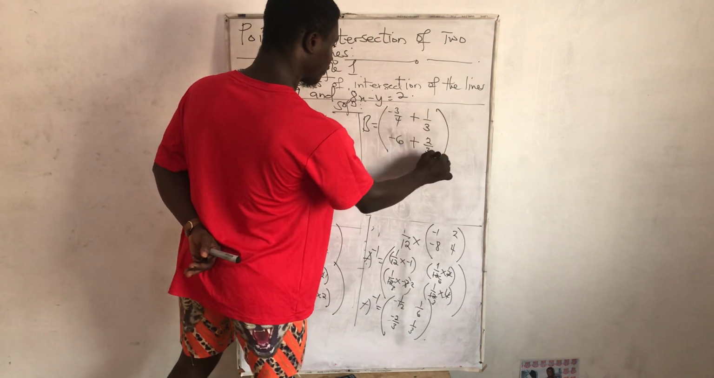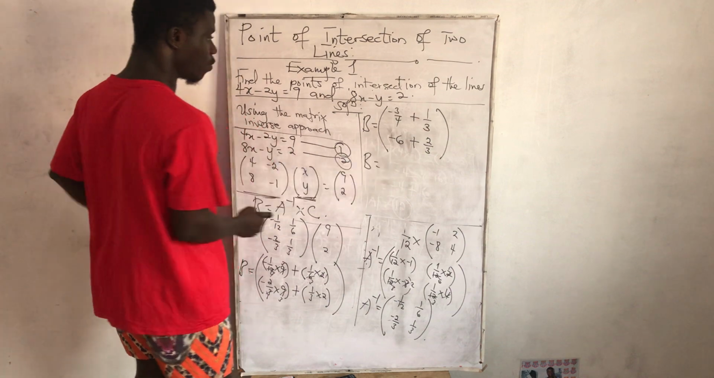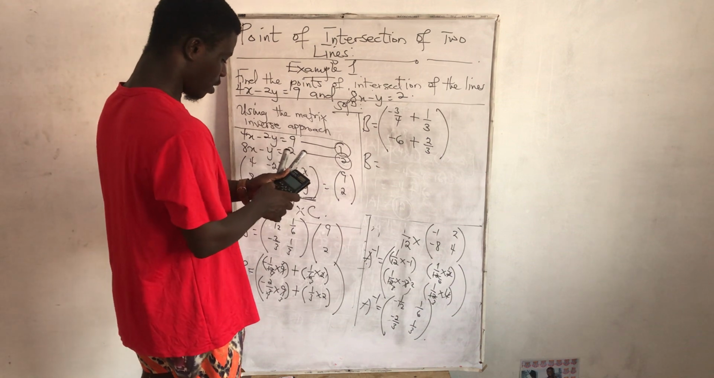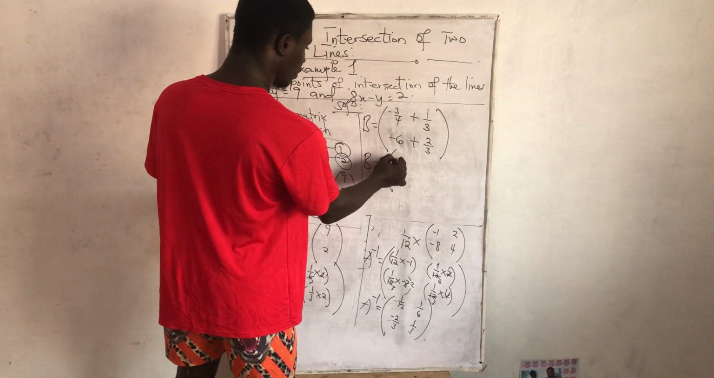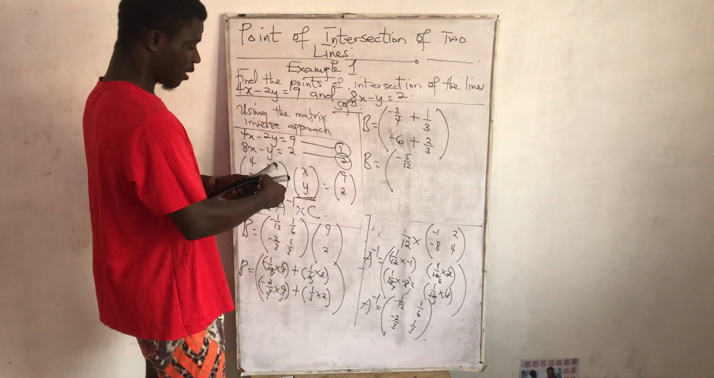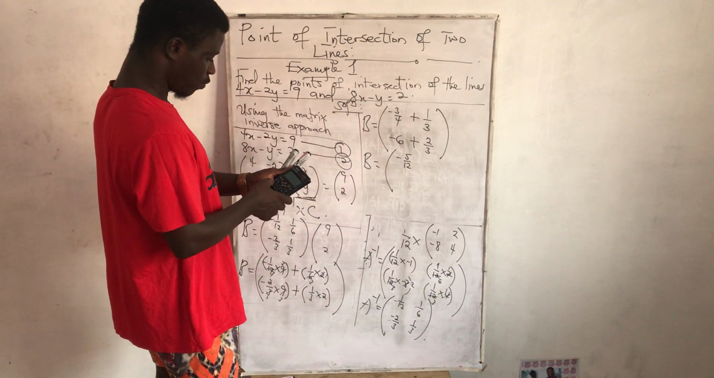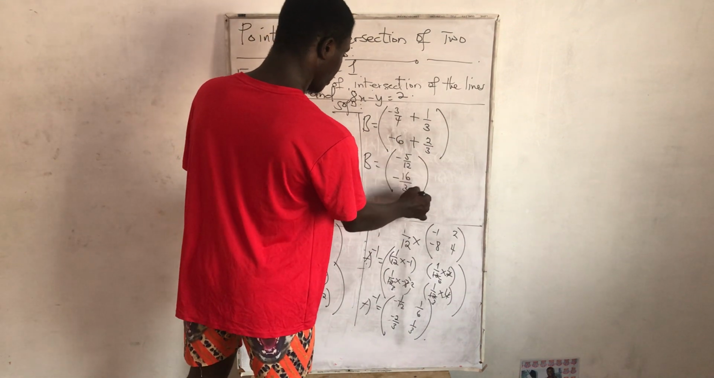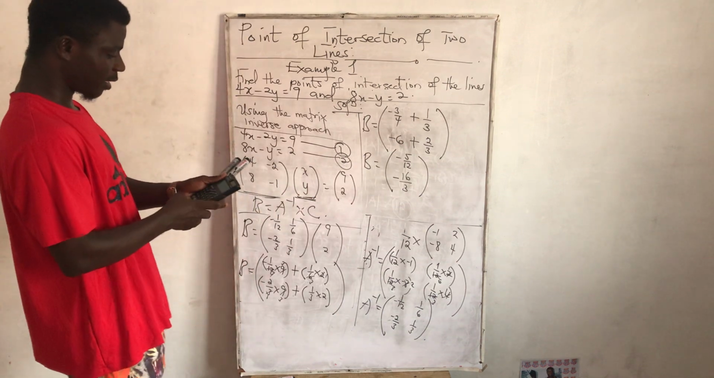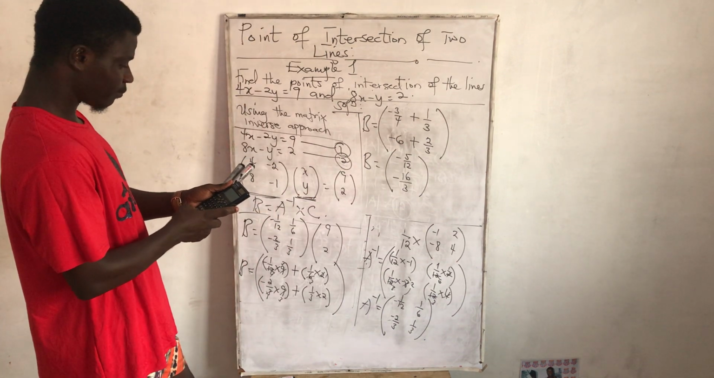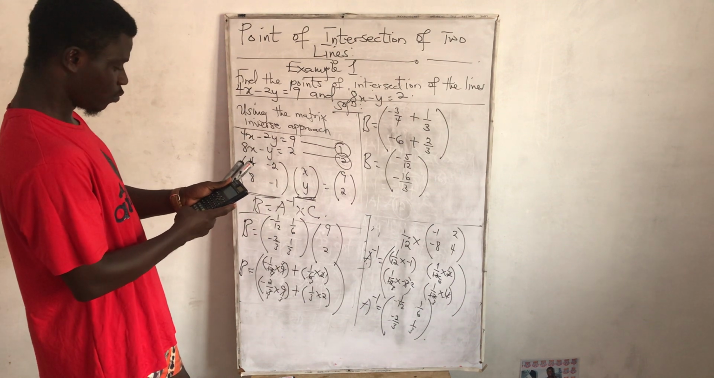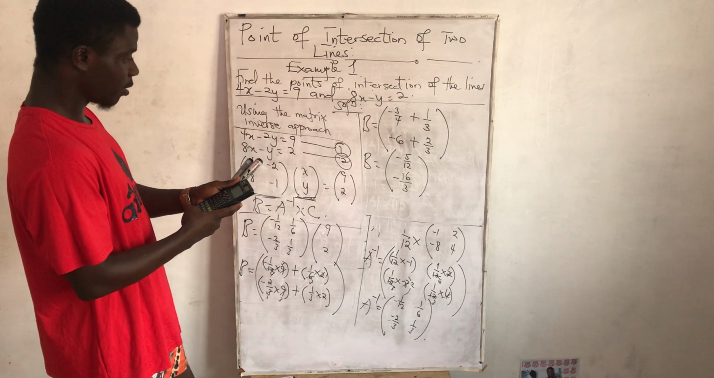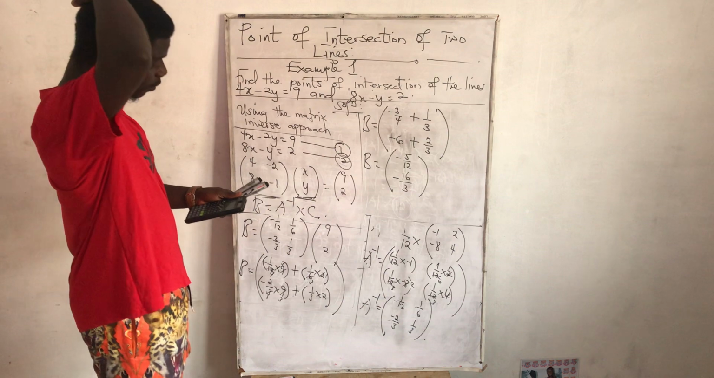2 on 3. So now matrix B must be equal to negative 3 on 4 plus 1 on 3. Let's move fast, which gets us to negative 5 on 12. Then here, negative 6 plus 2 on 3, which gets us to negative 16 on 3. So now let's verify using a calculator. Negative 5 on 12, then negative 16 on 3, which is correct.